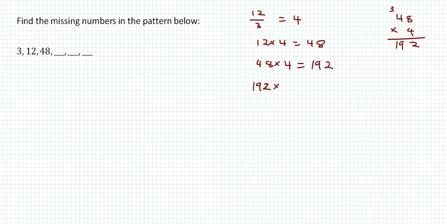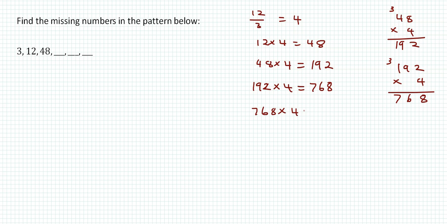192 multiplied by 4. 2 multiplied by 4, 8. 9 multiplied by 4, 36. So we have 6 here. We bring up a 3. 1 multiplied by 4, 4 plus 3, 7. So we have 768.